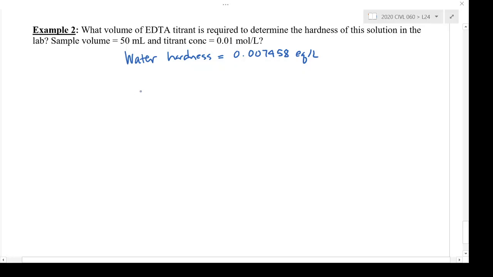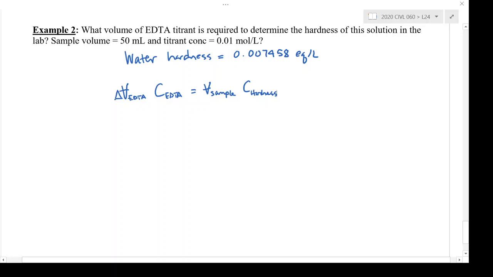So the equation we're using is for hardness, and I'm going to write it a little bit different this time. The volume of EDTA that I add in the titration times the concentration of EDTA is equal to the moles of EDTA that's added. And this is equivalent to the mass of hardness in the solution. So it's the sample volume times the concentration of hardness. When I multiply a volume times a concentration, I get a mass, and this is just telling me how much mass of EDTA I add is equivalent to how much hardness there is.